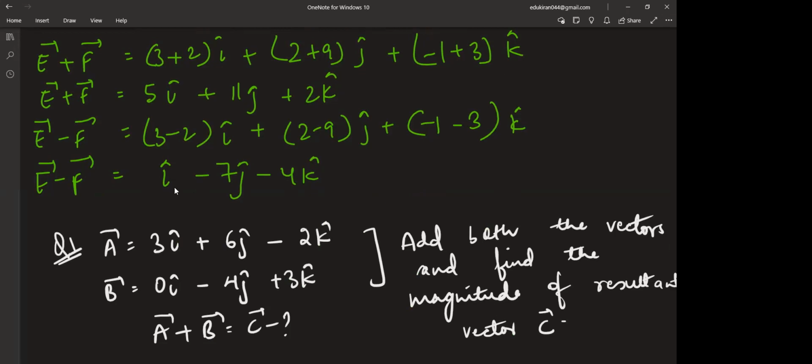Class, those who have written till here, answer me this question. 3 I cap plus 6 J cap minus 2K cap. B is 0 I cap. See, here 0 I cap is mentioned. Otherwise, in most of the questions, this is not written. So this could also be written like minus 4J cap plus 3K cap, meaning 0 I cap. That's why nothing is written, but here I have mentioned it. You have to tell me the magnitude of resultant vector C. Resultant means addition of both of these.